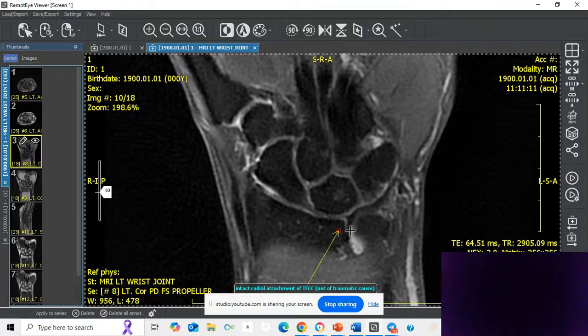So if the reason for the wrist pain is a traumatic cause, or you expect that the triangular fibrocartilage complex is injured due to a traumatic cause, you will find here rupture of the radial attachment of the triangular fibrocartilage complex. So here, no traumatic cause.